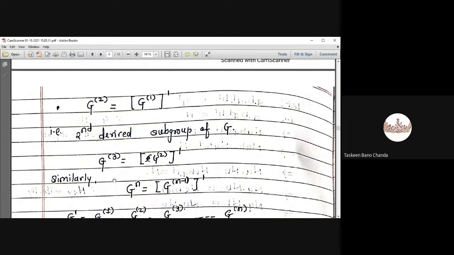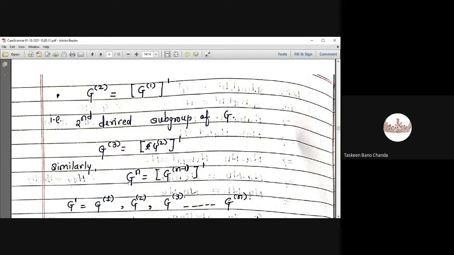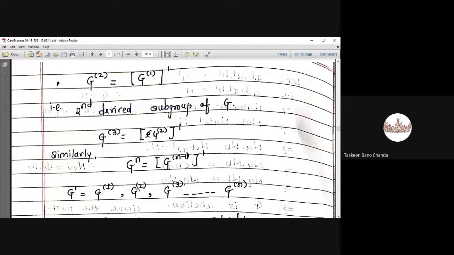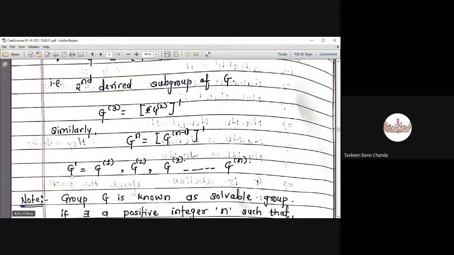Similarly, G3 is the derived subgroup of G2. It means that it is the third derived subgroup of G. Similarly, Gn is the derived subgroup of G raised to n minus 1, which means that it is the nth derived subgroup of G. Okay. Here, look here. G dash is nothing but G1, G2, G3 up to Gn.